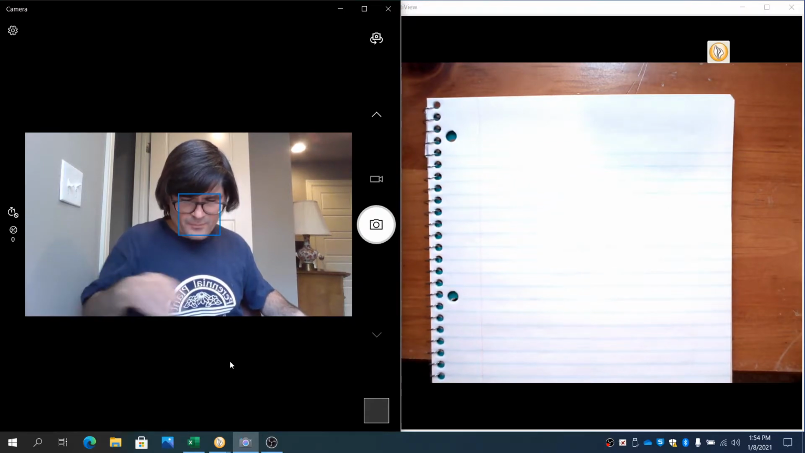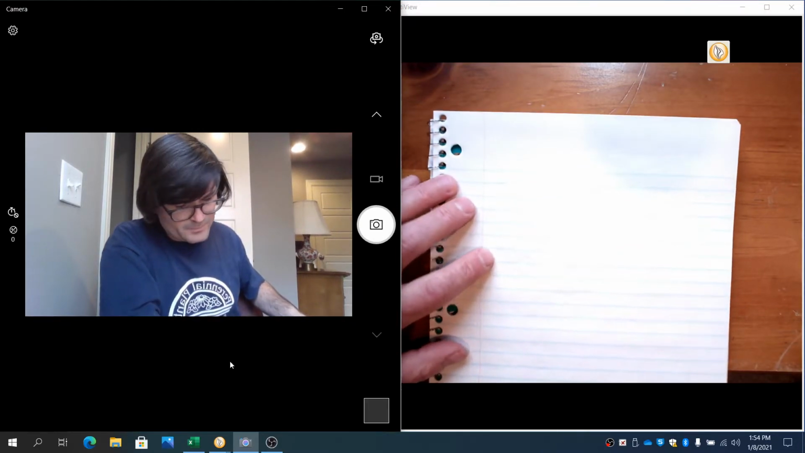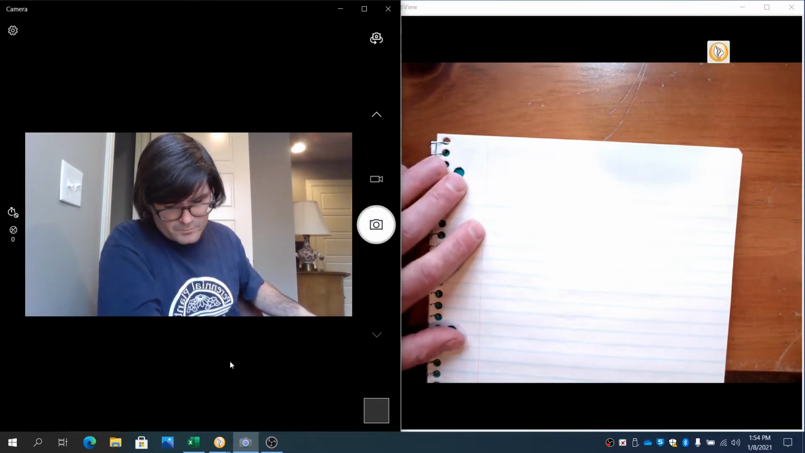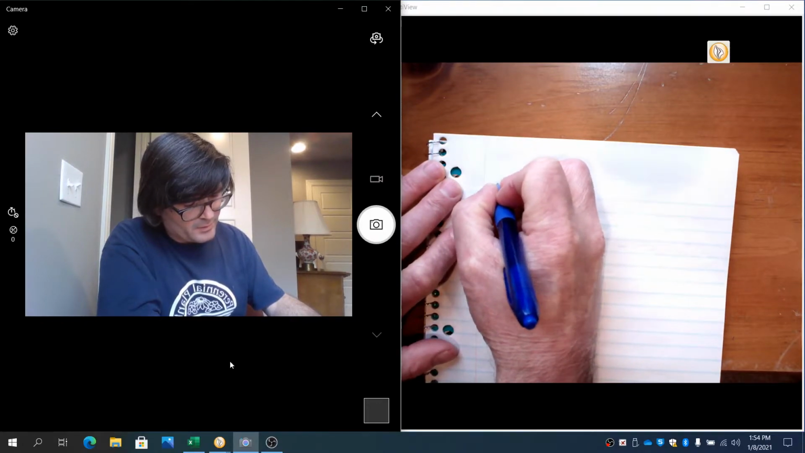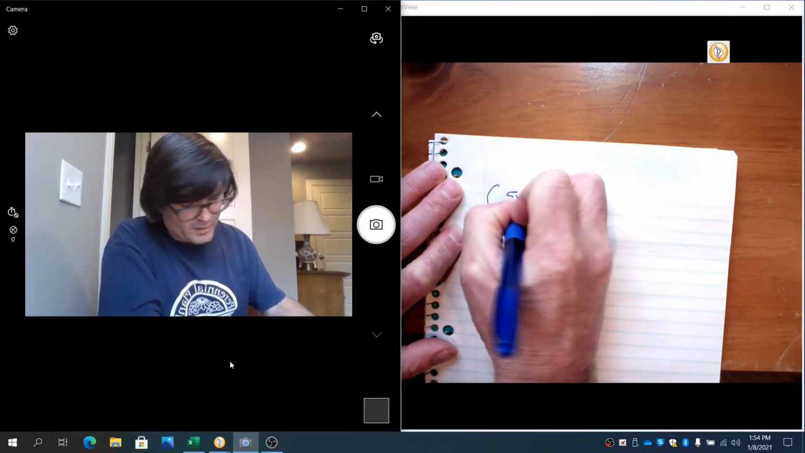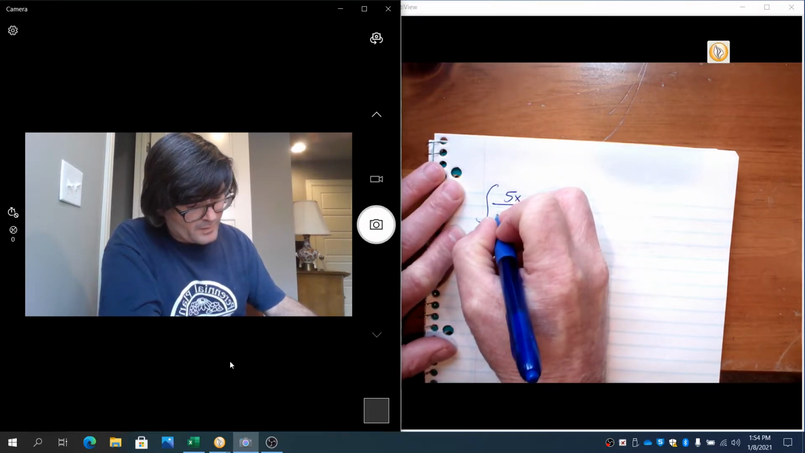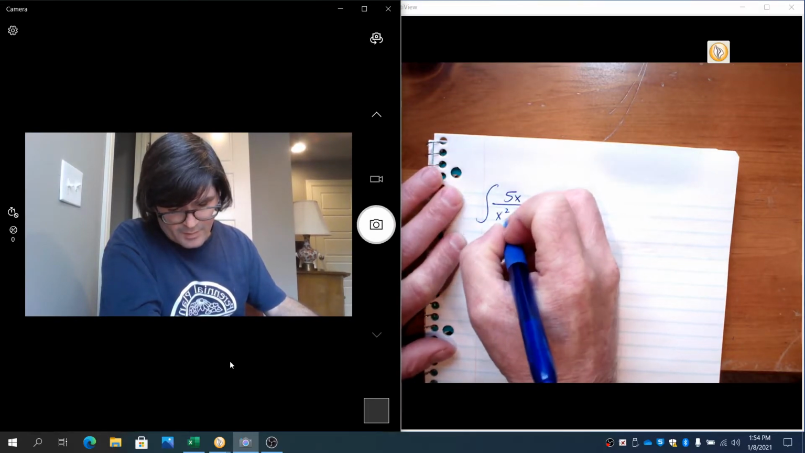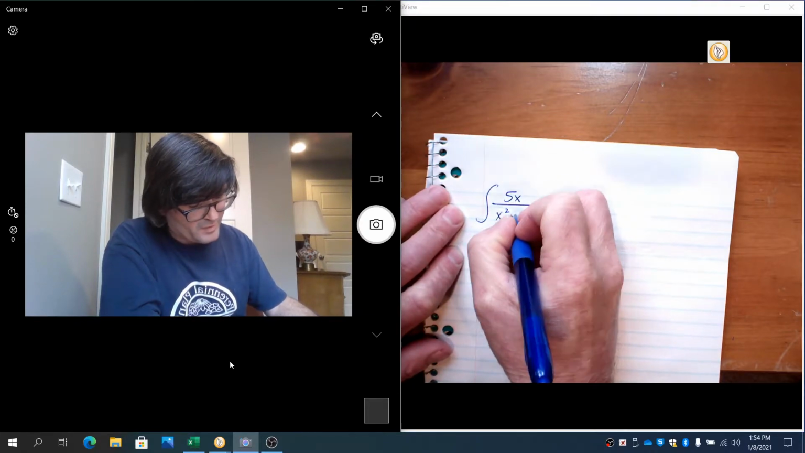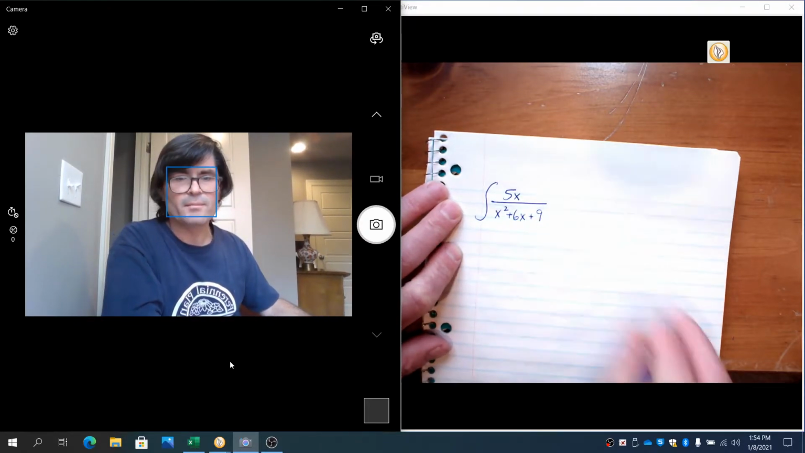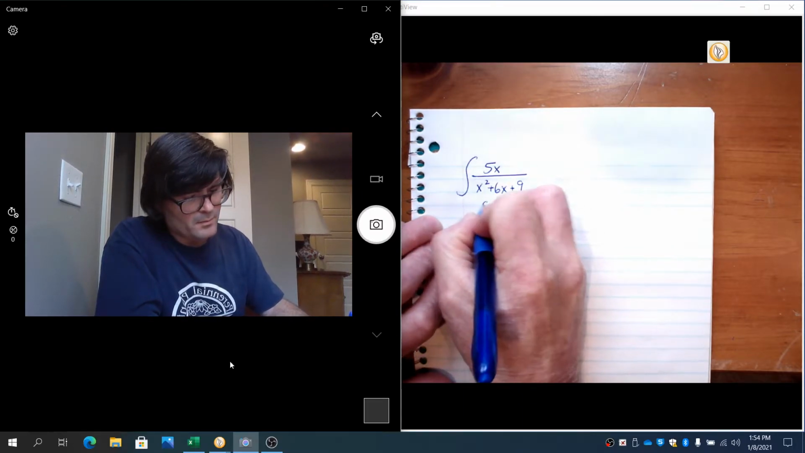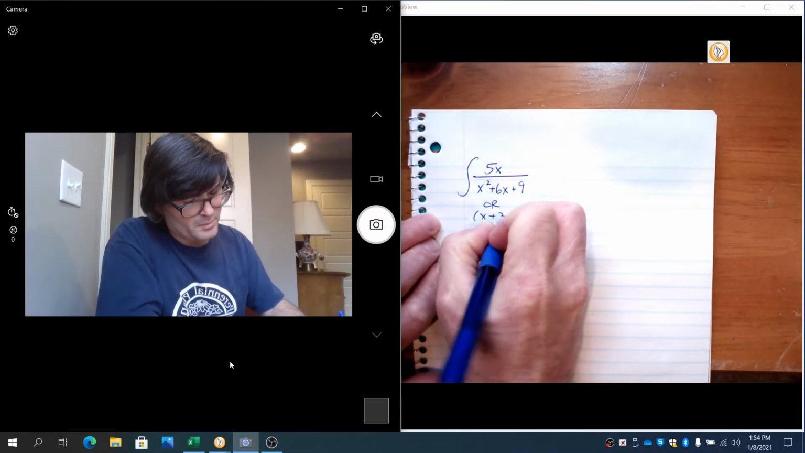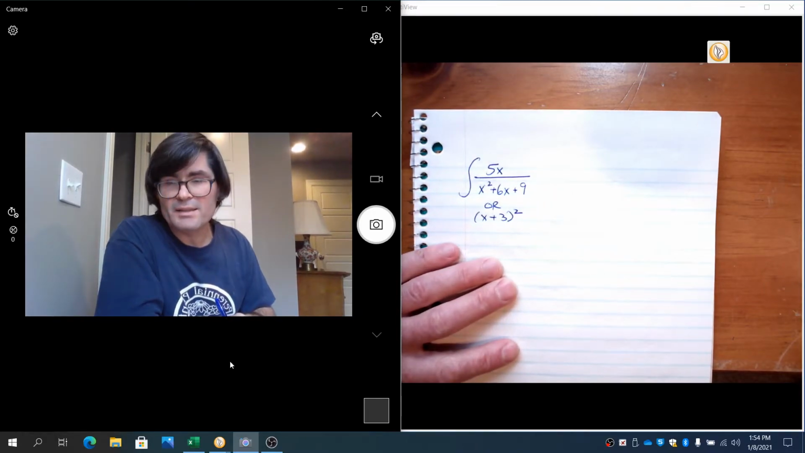Let's look at a repeated linear factor. So this works a little differently. 5x over x squared plus 6x plus 9. So obviously, x squared plus 6x plus 9 is the same as (x plus 3) squared, and that is a repeated linear factor.